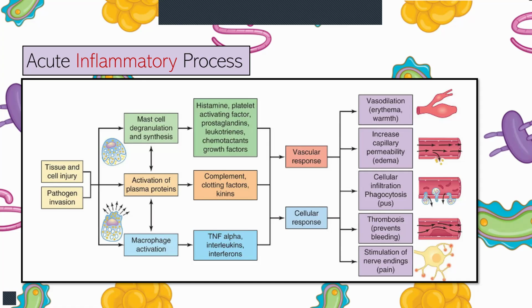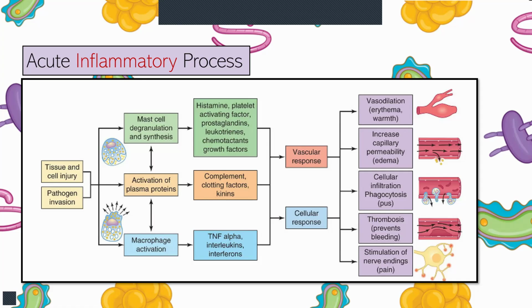And then activation of plasma proteins includes complement proteins, clotting factors, and kinins, which help in immune defense, clot formation, and inflammation control. And then macrophage activation: tumor necrosis factor alpha, interleukins, and interferons are released to recruit and activate other immune cells.